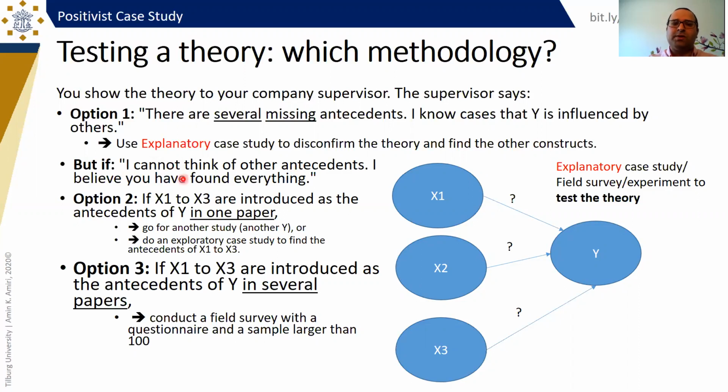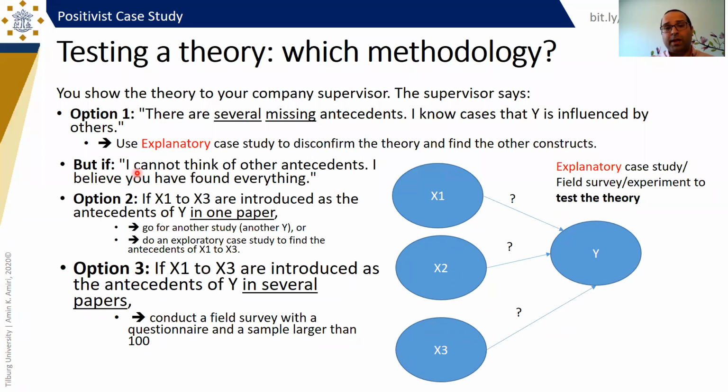If your company supervisor tells you that I cannot think of other antecedents, I believe you have found everything, then you have two options. Option 2 is that you find that the majority of these antecedents already exist in one paper. Then you cannot do anything. Go for another study. Okay? If all of them exist in one paper, then you are doomed. You have to change your proposal.